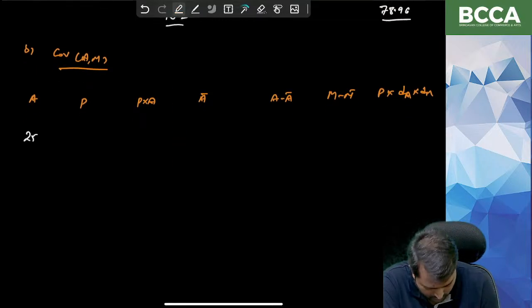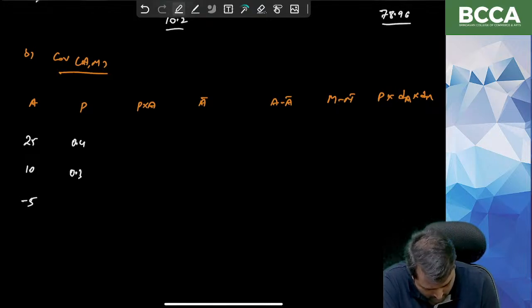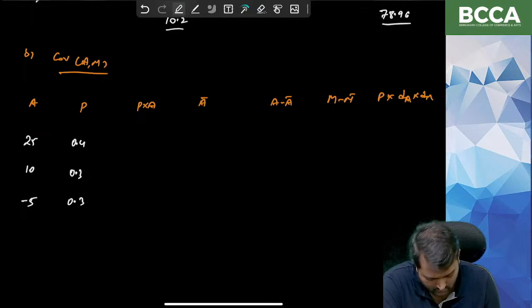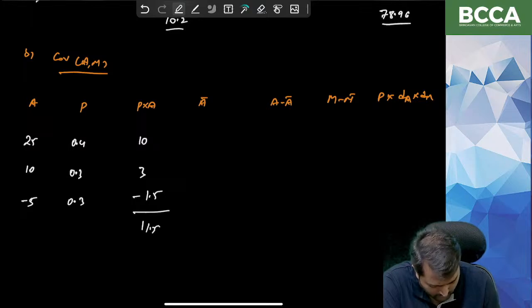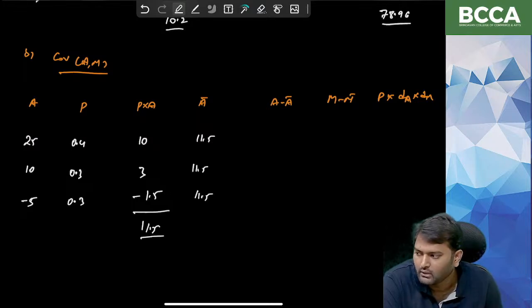Yes or no? What is A? 25, 10, minus 5. What about probability? 0.4, 0.3, 0.3. So 25 into 0.4 is 10, then 3, minus 1.5. Yes or no? So 11.5 is the answer. This 11.5 is nothing but the average return of security A. We compare this average return with the CAPM return. CAPM return is nothing but the required return.